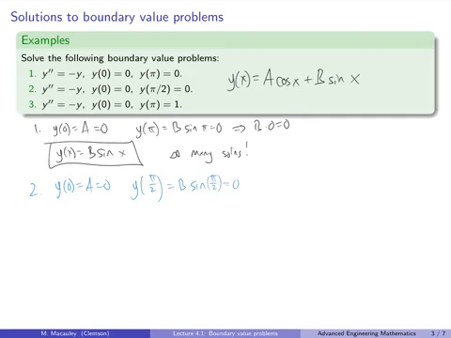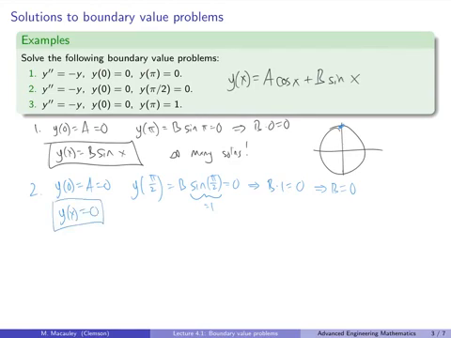And let's recall, I always have to look at the unit circle to remind myself. Sine of pi over 2, that's the y value right there, so that's equal to 1. And so this tells us that b times 1 equals 0, because again that is equal to 1. So that means that b equals 0. So here we get that y of x equals 0. There's one and only one solution.